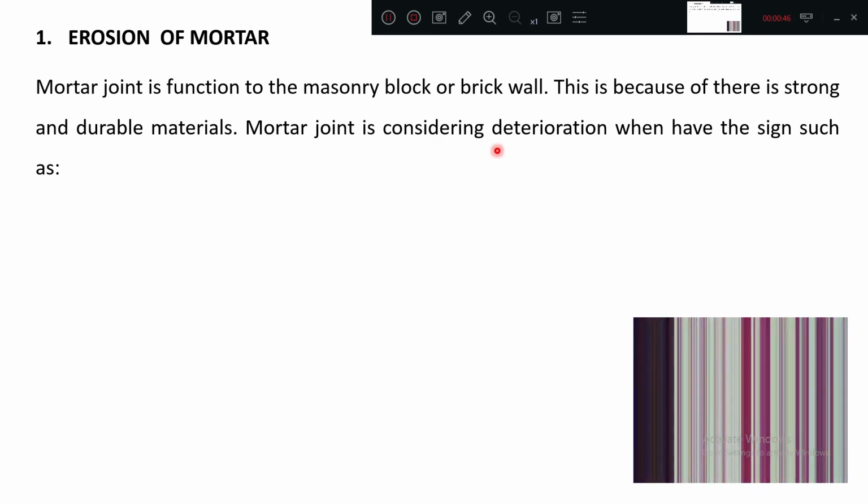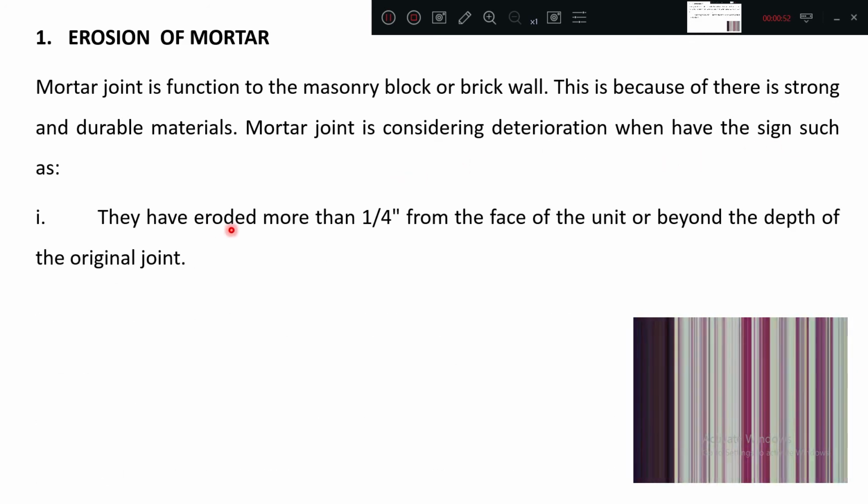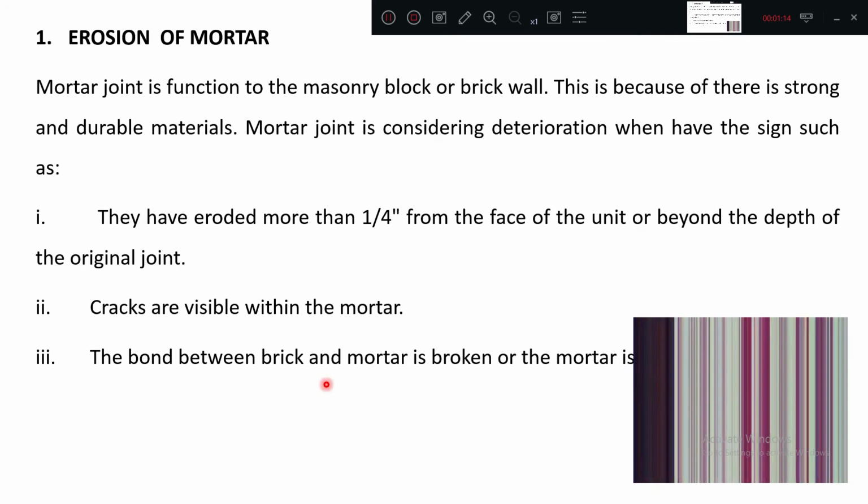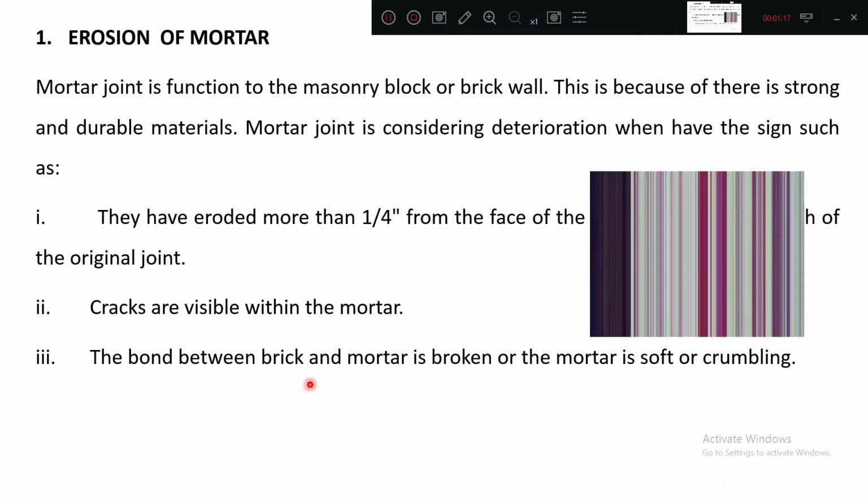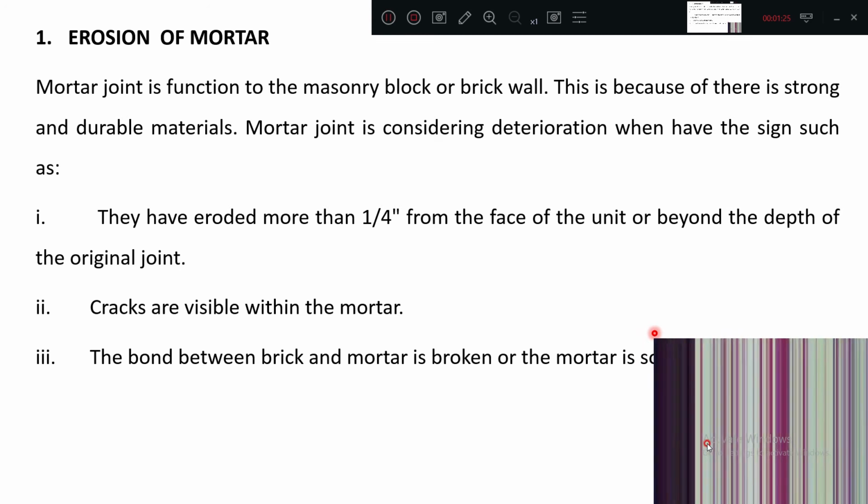A mortar joint is considered deteriorated when you have signs such as the joint eroded more than one fourth inch from the face of the unit, from the face of the wall, or beyond the depth of the original joint. When mortar erodes greater than its original joint depth, we call that erosion. Cracks visible within the mortar are also a deterioration sign. The bond between brick and mortar is broken, or the mortar has become soft or crumbling, so that it can be easily picked up with the nails itself.